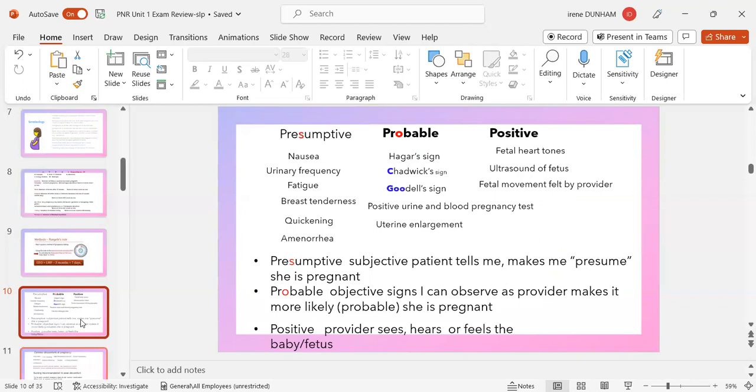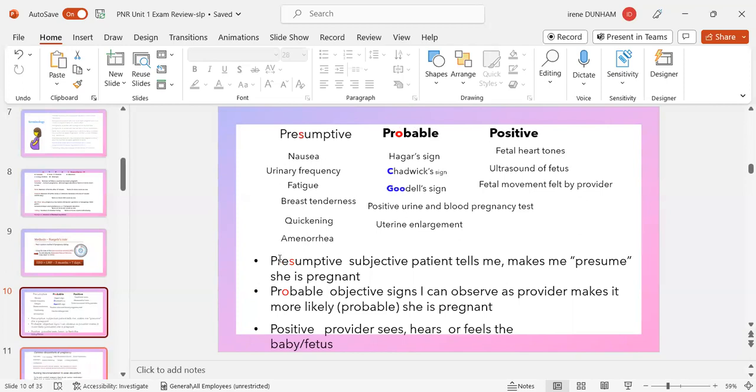All right, now this one here is presumptive. And remember I said on my side I had things that the person feels. Remember we went over this pretty well. And then the probable is what? The examiner, right? And then the positive here, that's pretty obvious. We have fetal heart tones. So this is how you would look at it and how you study it.